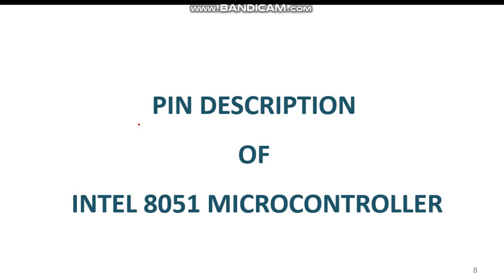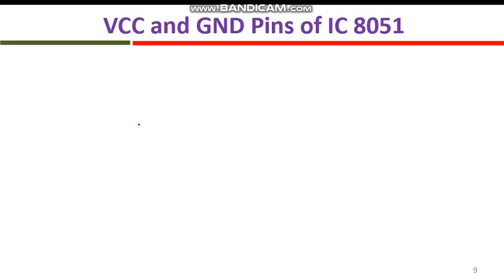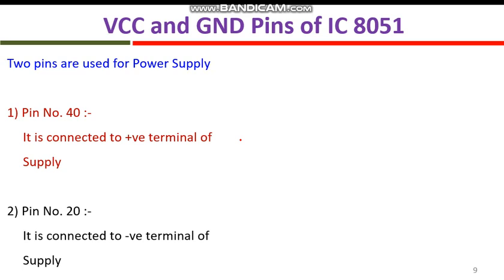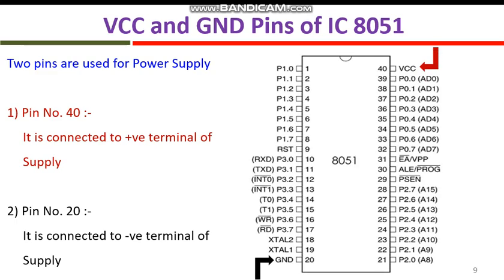Now let's see description of the pins. So 2 pins are used for VCC and ground pin, because we need a power supply. Pin number 40 is always connected to the positive terminal of supply, and pin number 20 is called the ground pin. It is always connected to the negative terminal of supply. You can see in the diagram. So we have 1 pin for positive supply and 1 pin for ground. So 2 pins are used for power supply.